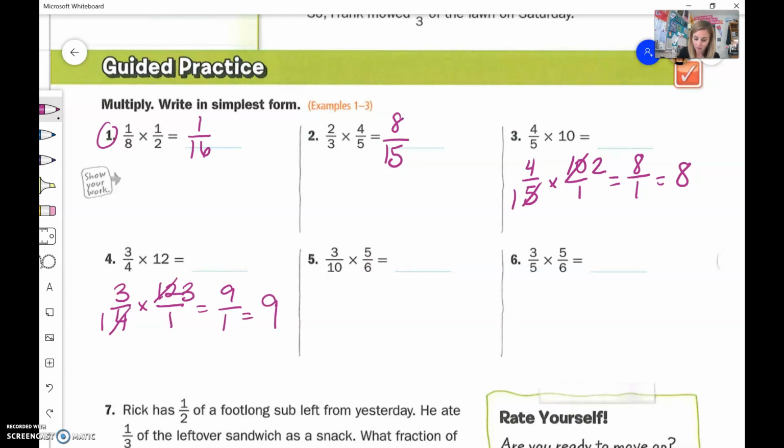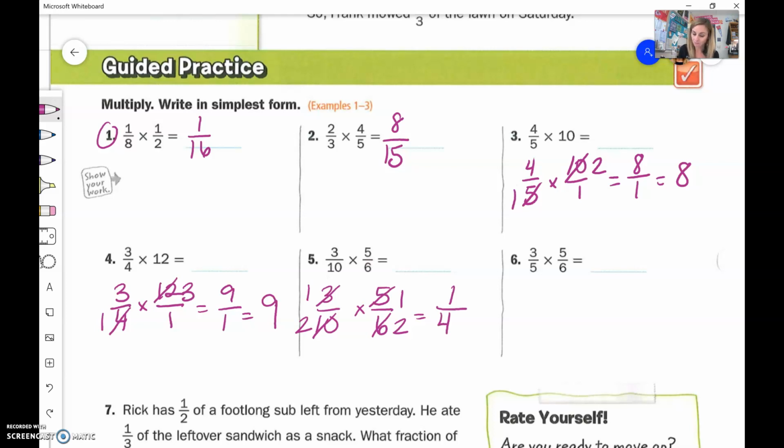Okay, I like to rewrite these because I write bigger than they write. Okay, so 5 and 10, I'm sorry, cross simplify. 5 divided by 5 is 1. 10 divided by 5 is 2. 3 and 6, I can divide both of those by 3. 3 divided by 3 is 1, and 6 divided by 3 is 2. So 1 times 1 is 1, 2 times 2 is 4.